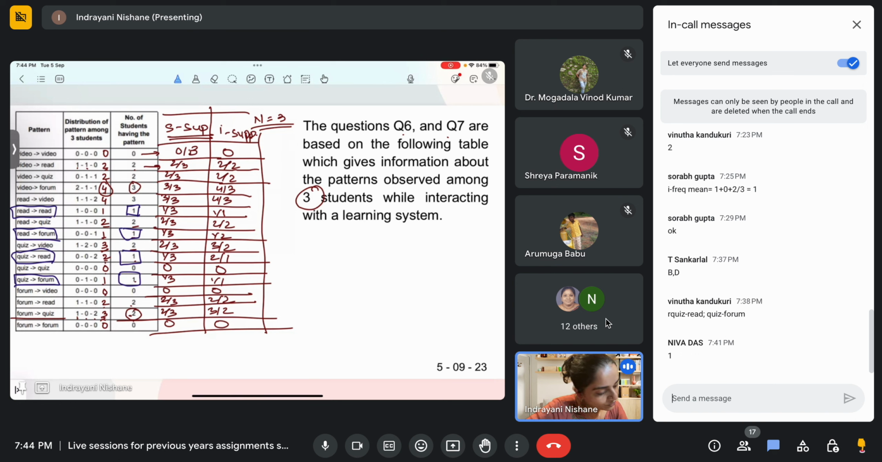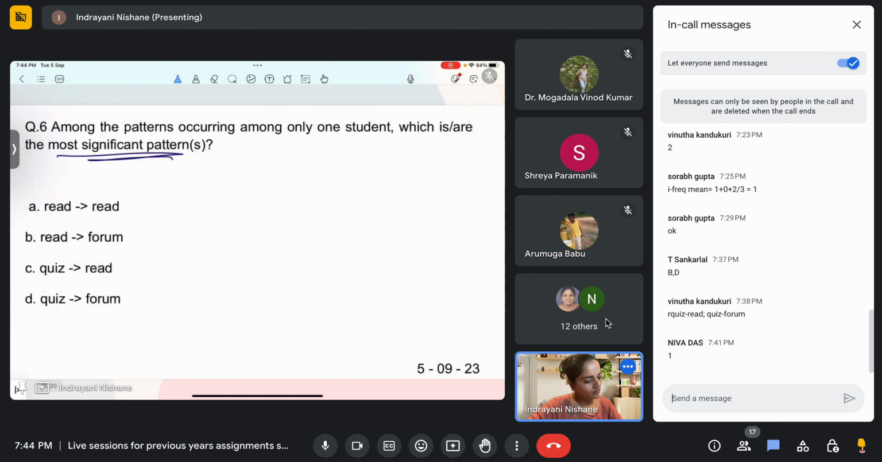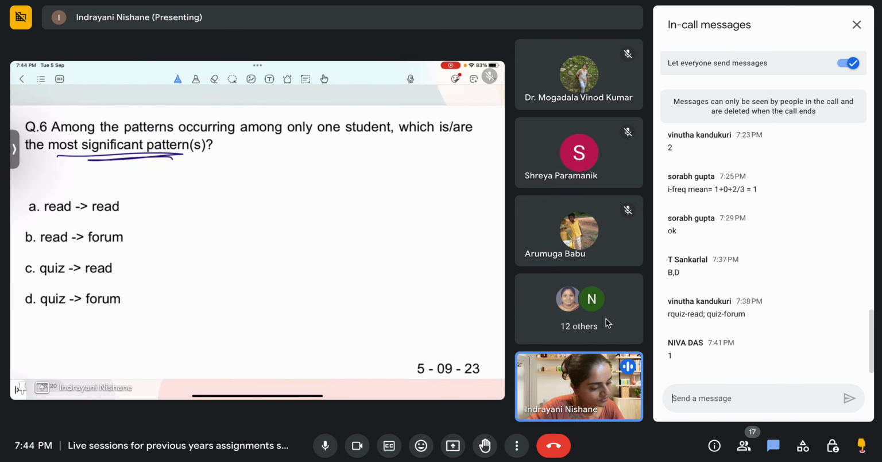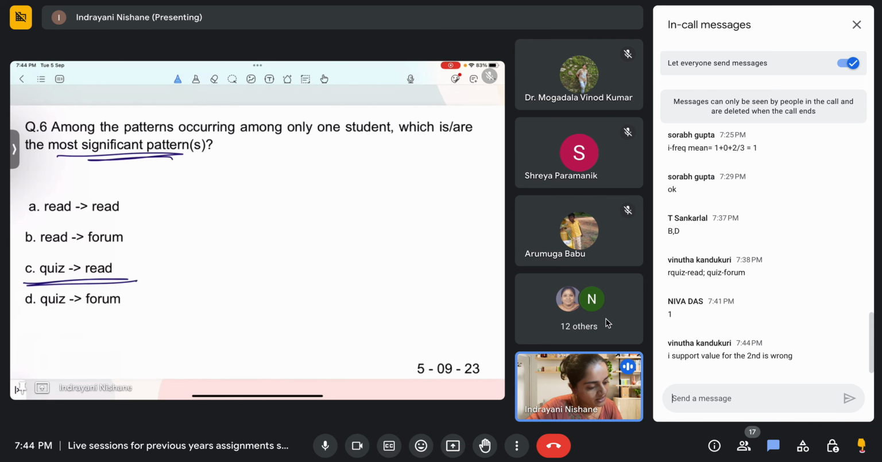So we move on to the I support value. Yeah, I support value is 1. It is 1 by 2, 1.5, 2 and 1. Okay, so for question 6, which is the highest value? 2 is the highest, right? Quiz read should be the answer. Let's go and check the options. Quiz read is option C. So option C should be the correct answer.